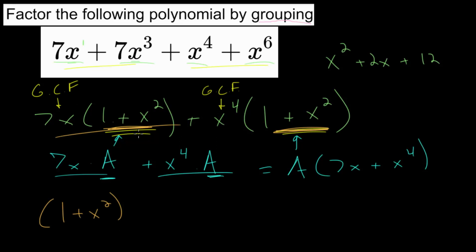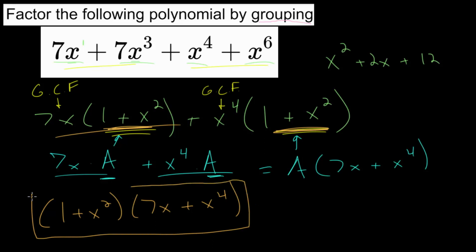If we factor out this 1 plus x squared, we are just dividing by 1 plus x squared, which means we'll just be left with a 7x here. And when we pull it out of this term here, we again are pulling out the 1 plus x squared. We're dividing by 1 plus x squared, so we'd just be left with x to the 4th. And this would be our factored polynomial.